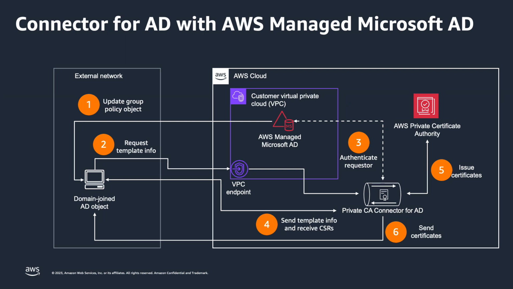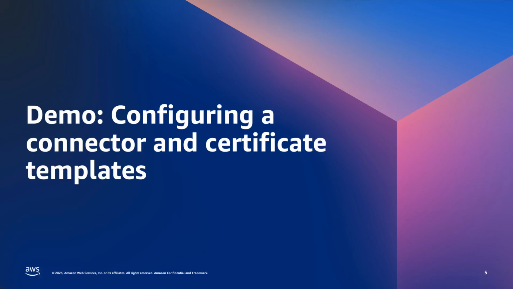This process is similar when using the AD connector to extend your on-premise AD environment to AWS. Next, I'll walk through the process of creating a connector for AD and enabling certificate templates. I've chosen to use AWS Managed Microsoft AD for this demo, but you can find specific instructions for environments that utilize the AD connector in the AWS Private CA documentation.